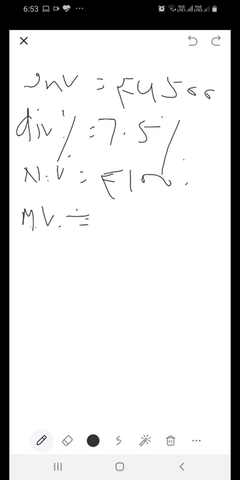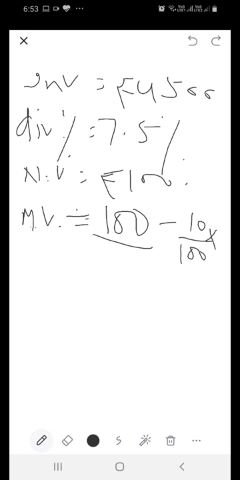So I told you how to calculate the market value. Discount means minus, and I told you premium means plus. 100 minus 10% of 100, meaning 10 upon 100 into the given nominal value 100. 100 cancels out and 100 minus 10 comes out to be rupees 90. So market value is 90. So the man invests rupees 4500 in a company at the rate of rupees 90.